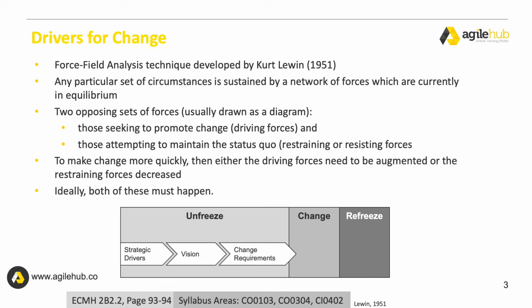As this diagram is drawn, a desired end state of a change process is to the right of the diagram, with all the driving forces pushing that way currently being balanced by restraining forces. If an organization desires to make change more quickly, then either the driving forces need to be augmented or the restraining forces decreased. Ideally, both of these must happen. This could, for example, involve highlighting the benefits of making a particular change while at the same time addressing staff concerns about the new processes.